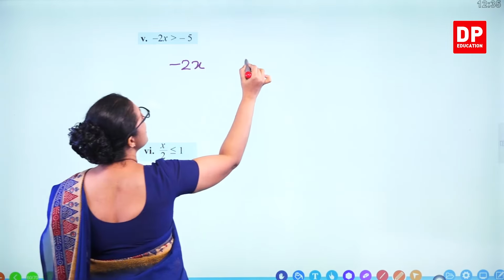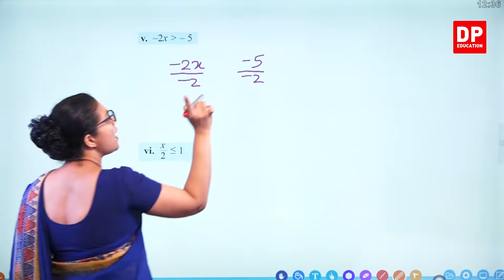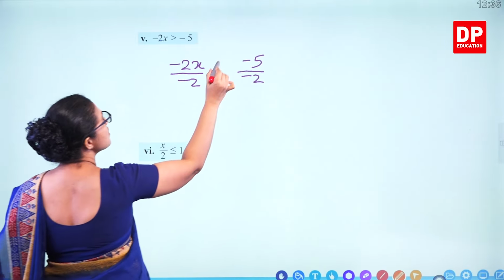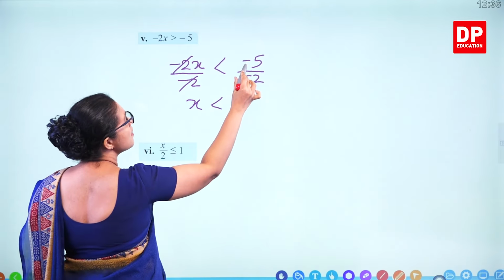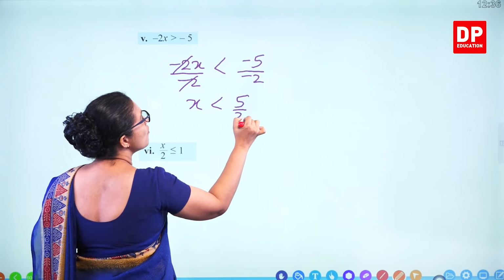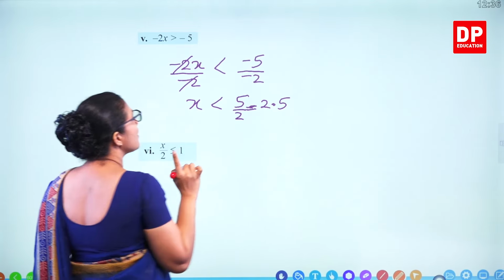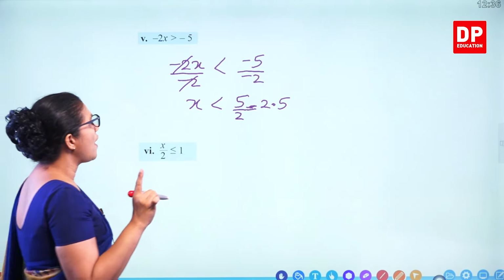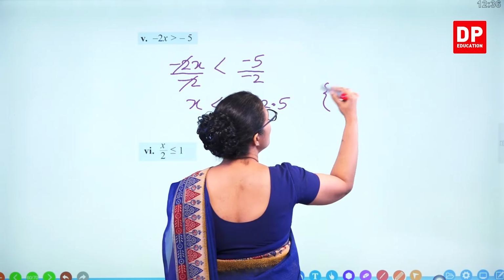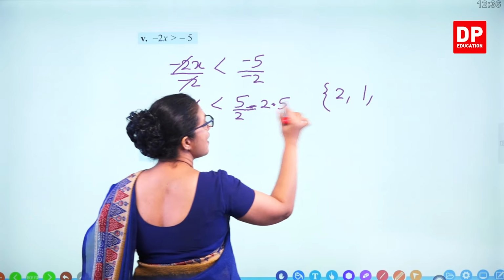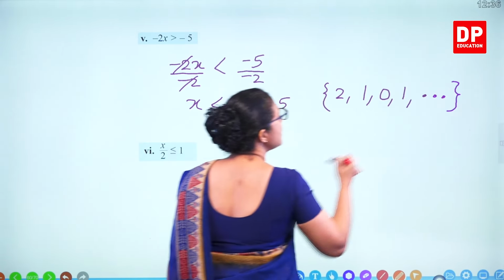Minus 2x and minus 5. You have to divide by minus 2. When you divide by a negative, you have to change the sign. So this becomes less. x is less than, minus minus means 5 over 2. This one you can write as 2.5. Any value less than 2.5. So what are the values? You can write 2, 1, 0, 1, like that. I'm only writing integers.